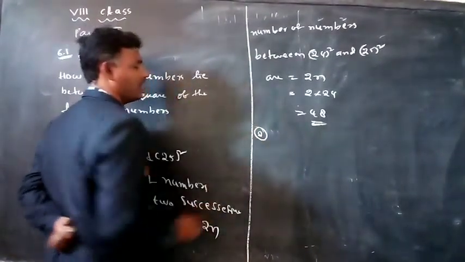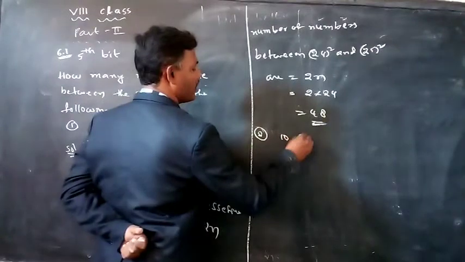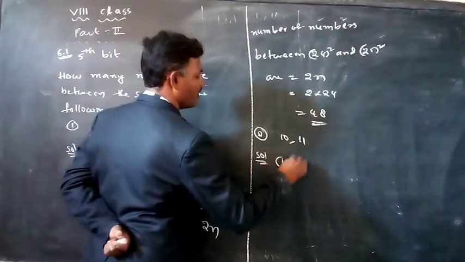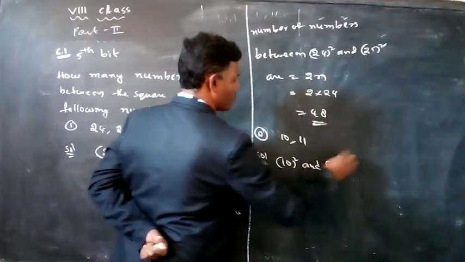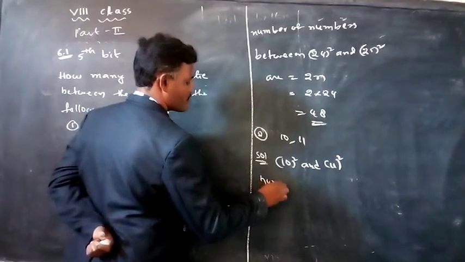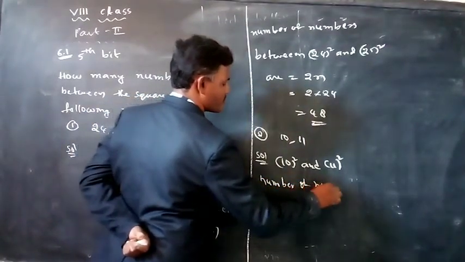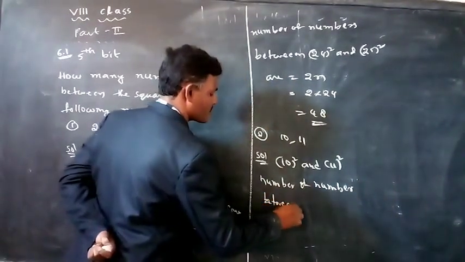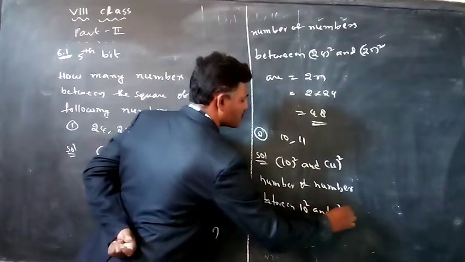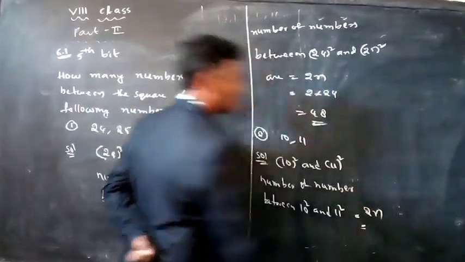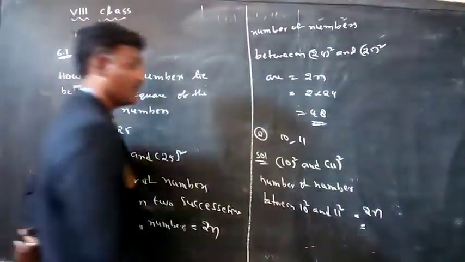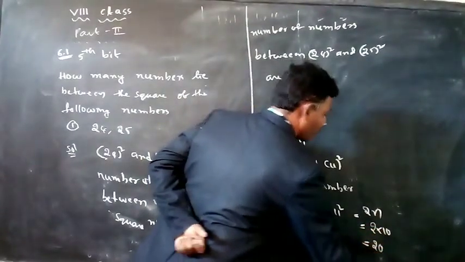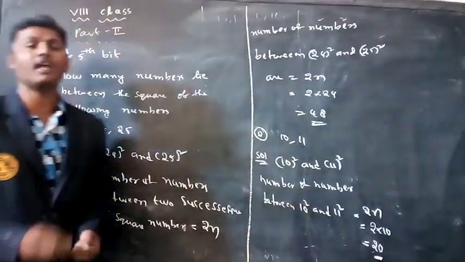Similarly, the second question. Find the numbers between 10, 11. Same process. 10 square and 11 square. Number of numbers between 10 square and 11 square is equal to 2n. What is the meaning of n? n is equal to the base of the first number. Here what is the base of the first number? 10. So 2 into 10 is equal to 20. There are 20 numbers between 10 square and 11 square.